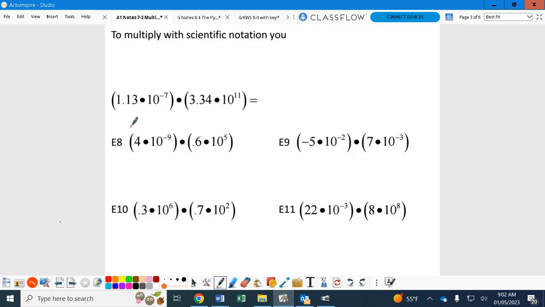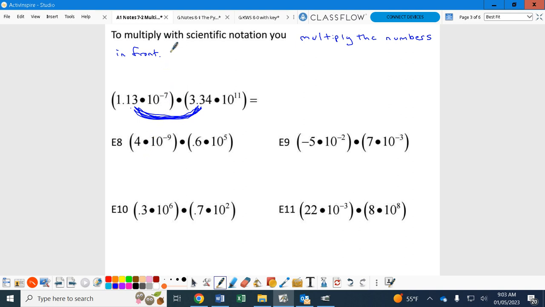So, guys, to multiply with scientific notation, you multiply the numbers in front. So you're multiplying the two numbers that are here in front. So we're clear on what I'm talking about when I say that. Words don't mean anything if you don't know what they mean. Right. Multiply the numbers in front.